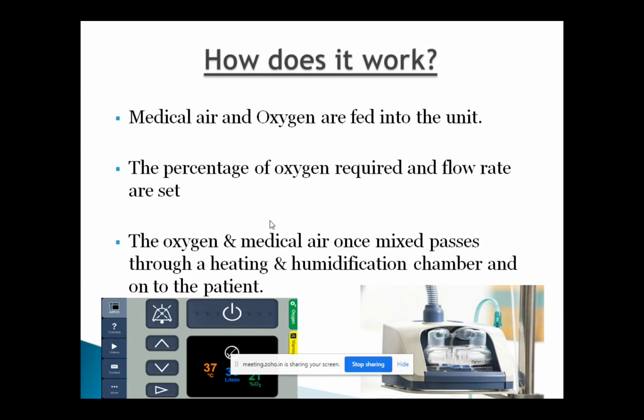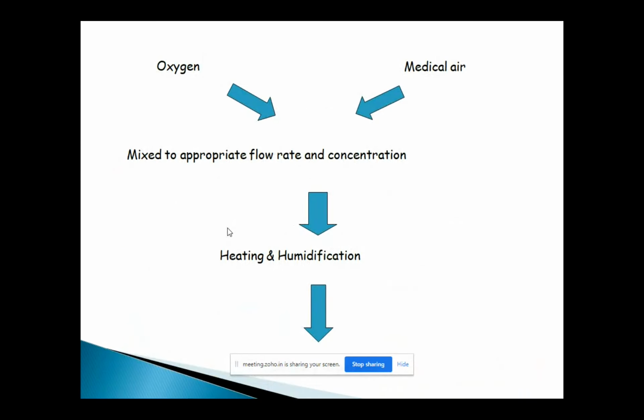So how does it work? Medical air and oxygen are fed into the unit. The percentage of the oxygen required and flow rate are set. The oxygen and medical air, once mixed, pass through the heating and humidification chamber and on to the patient. So this is a very simple graph to explain. Oxygen and medical air go in, mixed to the appropriate flow rate and concentration, heated and humidified, and go to the patient.